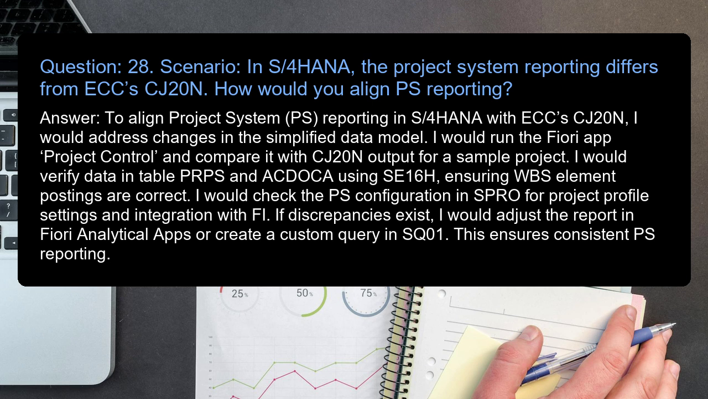Question 28. Scenario: in S/4HANA, the project system reporting differs from ECC's CJ20N. How would you align PS reporting? Answer: to align project system, PS, reporting in S/4HANA with ECC's CJ20N, I would address changes in the simplified data model. I would run the Fiori app project control and compare it with CJ20N output for a sample project.